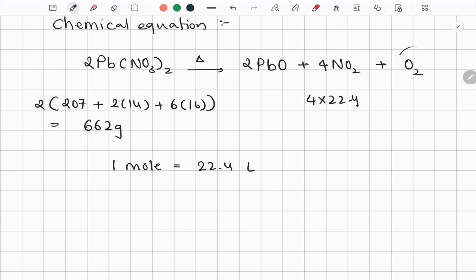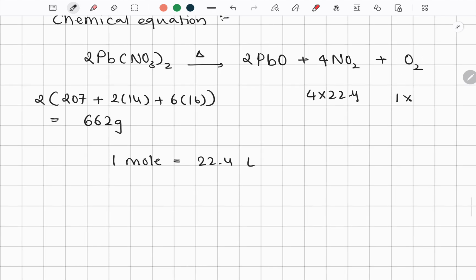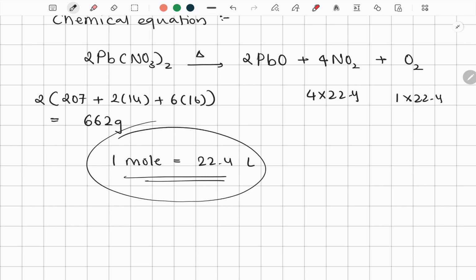Okay, how many moles do we have over here? Nothing is written, that means 1 over here. That means we have 1 into 22.4 liter. Okay, so 1 mole is equals to 22.4 liter. This is very important. We have to always remember that.